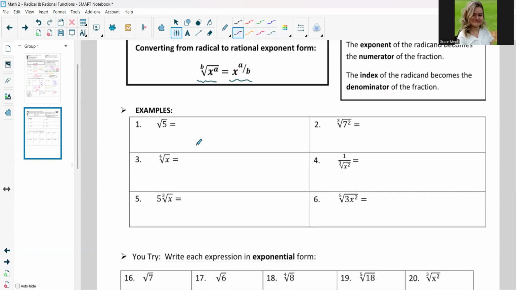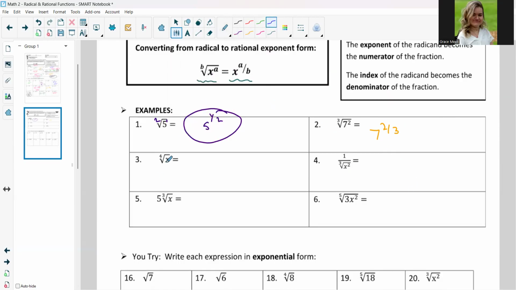What we're going to do is I see that there's a 1 here, and if there's no number, we can assume it's a 2. So this would become 5 to the 1/2 power. And that's it. On 2, my exponent is 2 and the number on the shelf is 3. So this would be 7 and 2 to the 2/3 power.